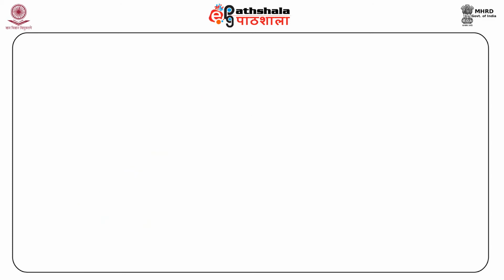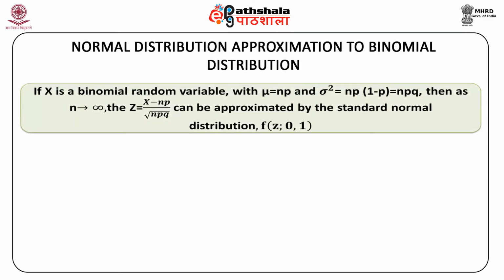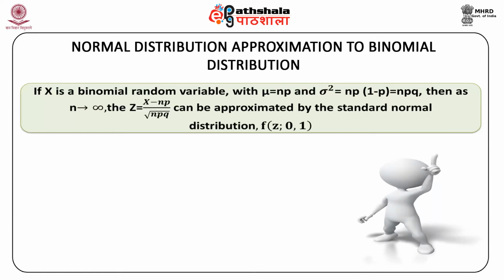To generalize, if x is a binomial random variable with mu equal to np and sigma squared equal to np(1 minus p), which is equal to npq, then as n tends towards infinity, z is equal to (x minus np) divided by the square root of npq and can be approximated by the standard normal distribution n(z; 0, 1). While computing binomial probability using the standard normal distribution, since a discrete variable is approximated by a continuous variable, a minor adjustment called continuity correction is made.